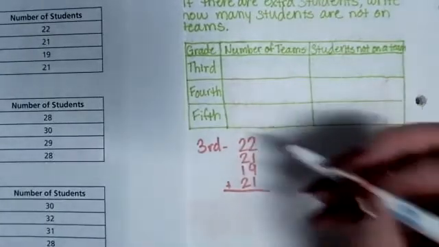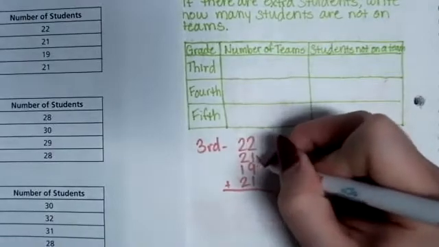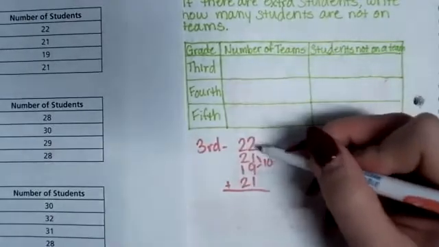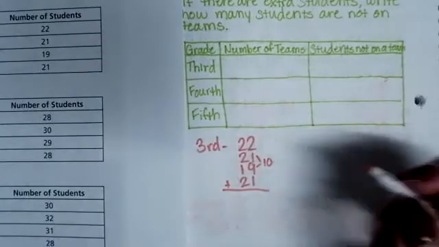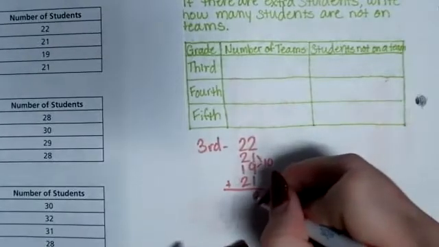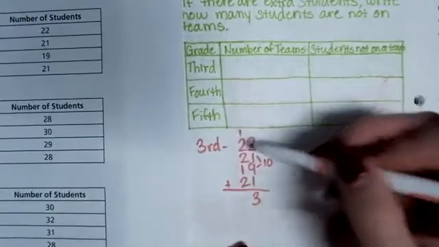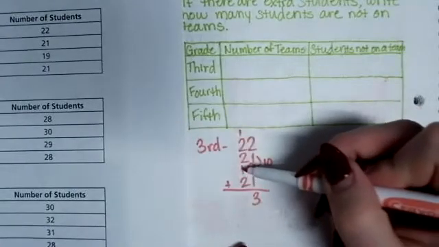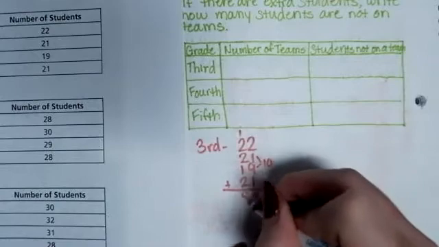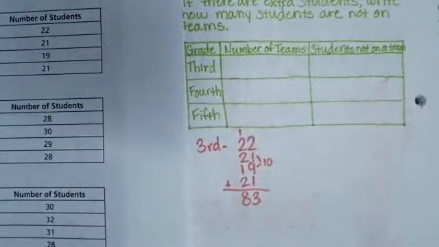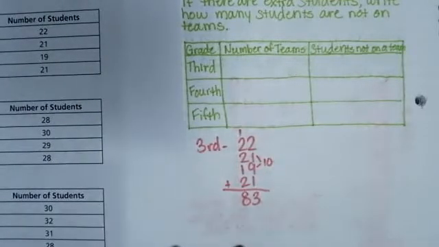All right, so let me add these up. Well, you see right here, 9 and 1, that's 10. So 10 plus 2 more plus 1 more, that would be 13. So I'm going to put my 3 here, carry my 1. And then I'm looking at my 10s column. I have 2, 4, 6, and then 7, 8. All right, so it looks like I have 83 students in 3rd grade.